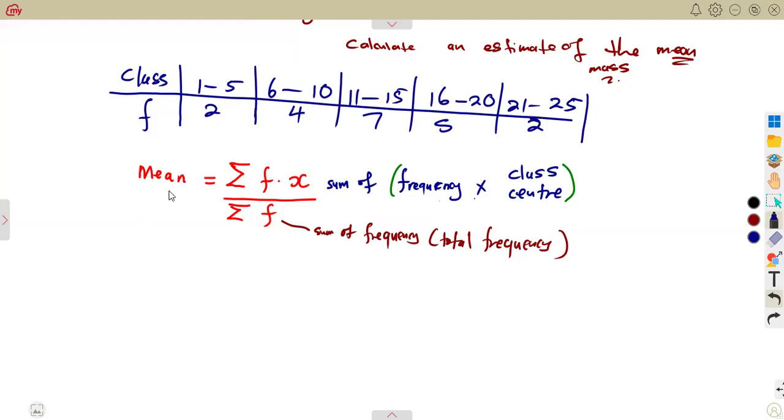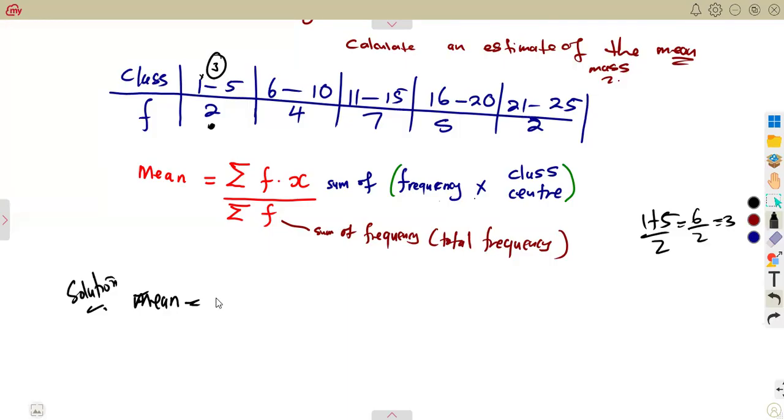Then you're asked again to calculate the mean. So still, we're going to use the same concept, the class center concept. So it means you need the class centers. Frequency is already there. So you need frequency times the class center. What is the class center? You add 1 and 5. 1 plus 5 over 2. So that was going to be 6 over 2, which is 3. So this is what you're going to do. The class center there is 3.